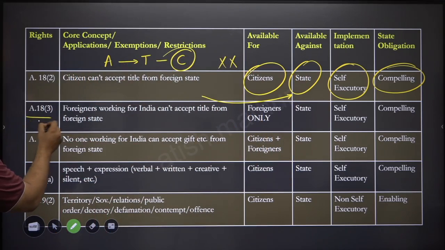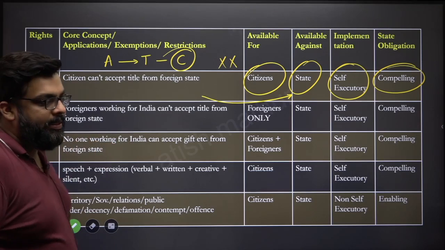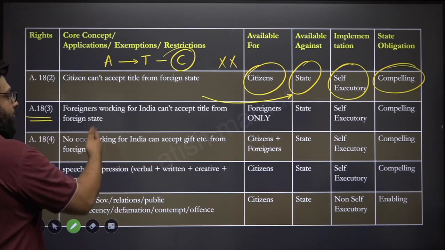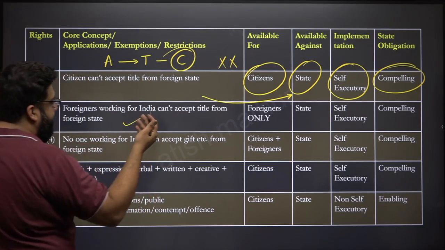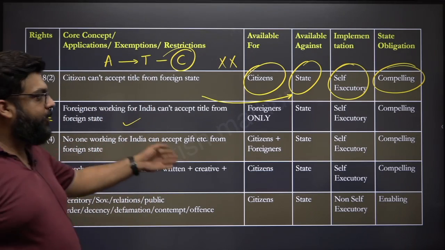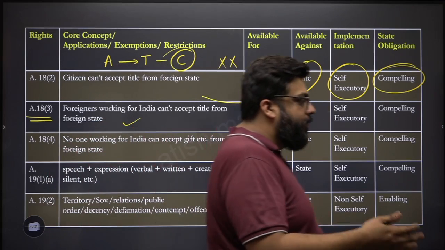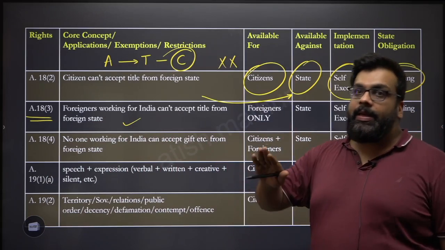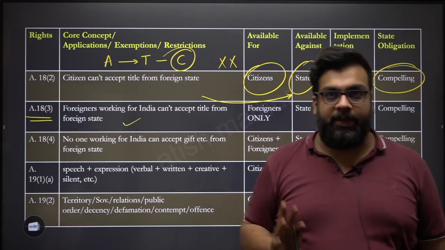Now Article 18 clause 3 is the only fundamental right in the Constitution which only talks about foreigners, which basically says foreigners working for India cannot accept a title from a foreign state. So it's only available for foreigners, and if you're working for India, which means you're working for the Indian government. Now Indian government could mean central government and state government also.